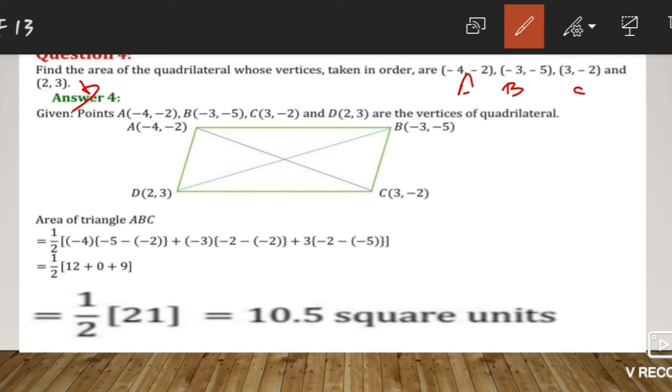Okay. Now if you join the diagonals AC and BD, as you can see, diagonal AC will divide this whole quadrilateral into two sections. One is triangle ABC, another one is triangle ADC. So for triangle ABC, the coordinates of A, B, C are known. Just put the coordinates in the main formula of area of triangle. You will get the area of triangle ABC as 10.5 square units.